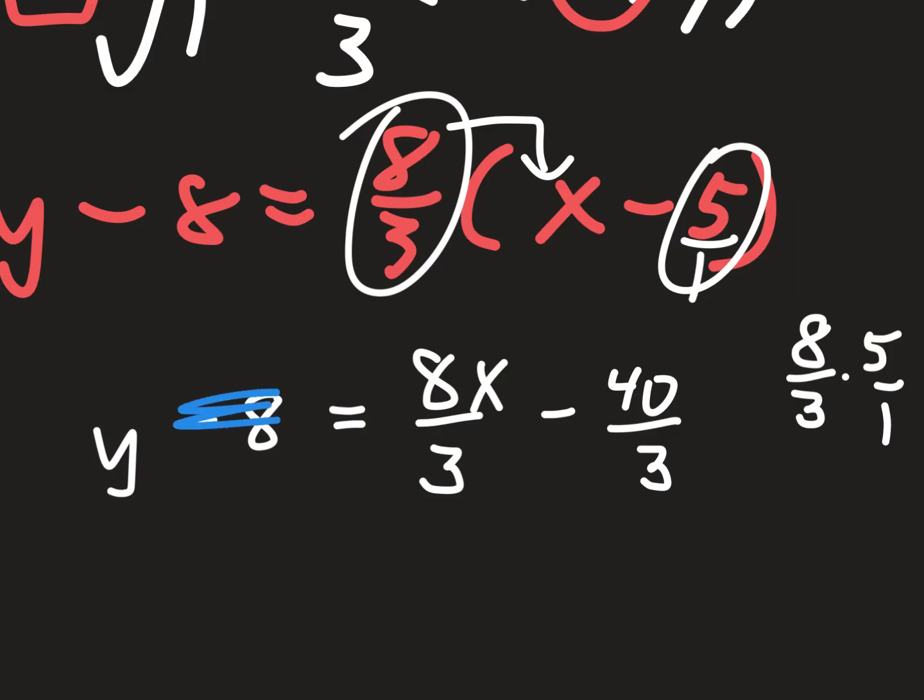Add 8 to both sides. So I just have to add 8 here. So are you telling me we actually have to be able to add whole numbers and fractions? Yes. So I'm going to make this have a common denominator. Right now it has a denominator of 1.